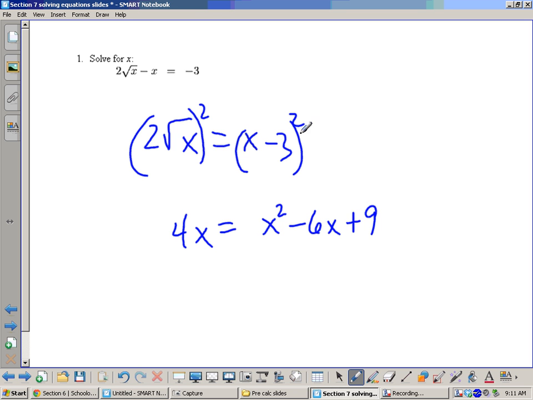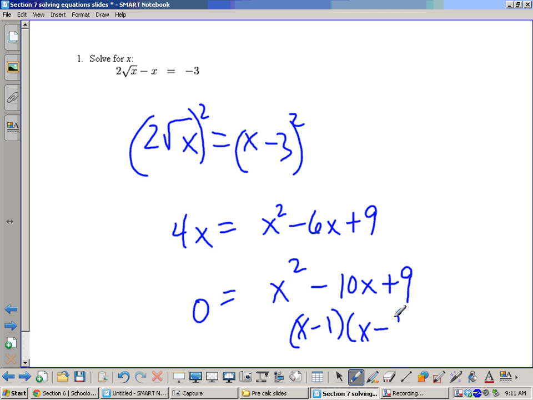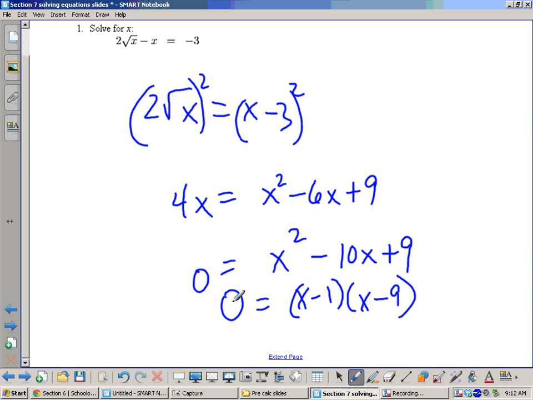We have to FOIL this out. Now we can subtract 4x, and we get x squared minus 10x plus 9. This factors into x minus 1, x minus 9, and we can see we have two solutions. X equals 1 and x equals 9.